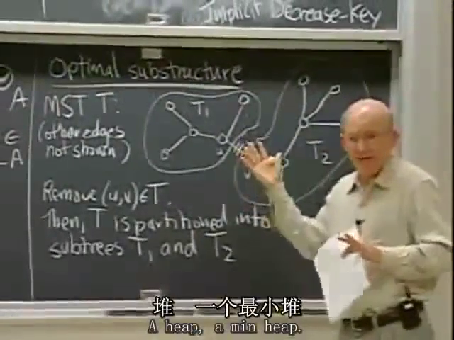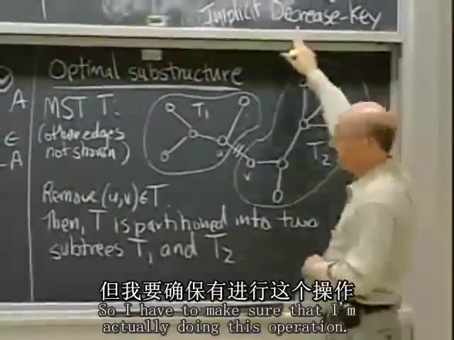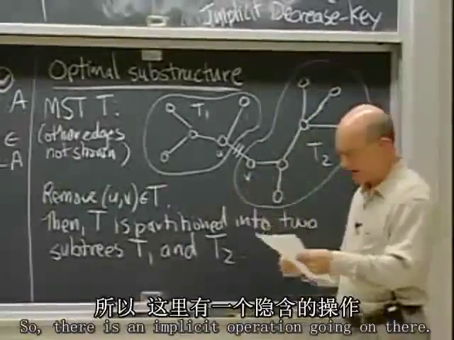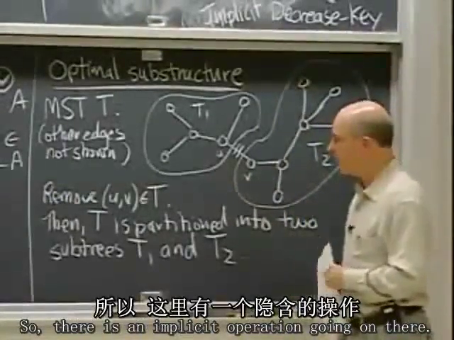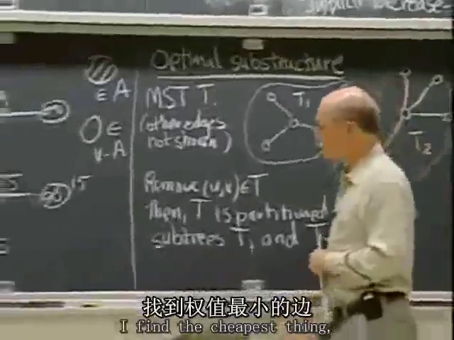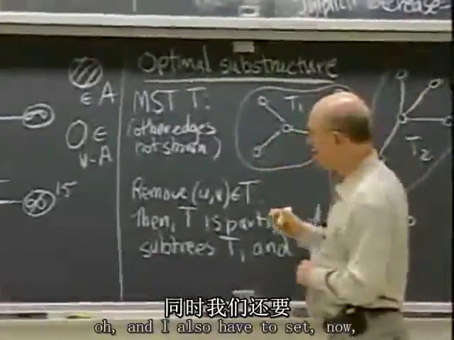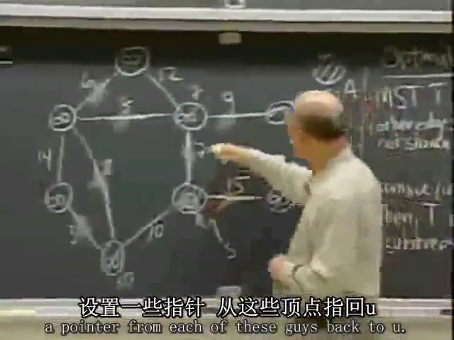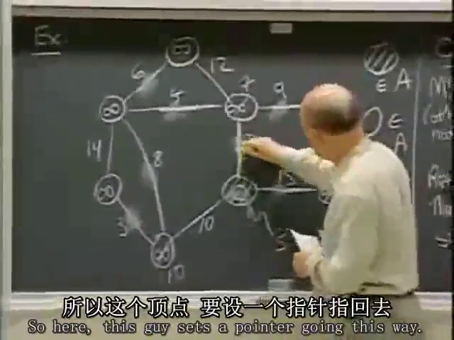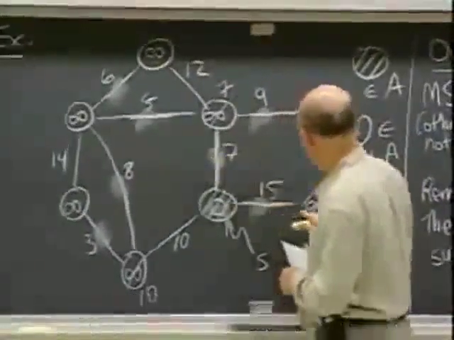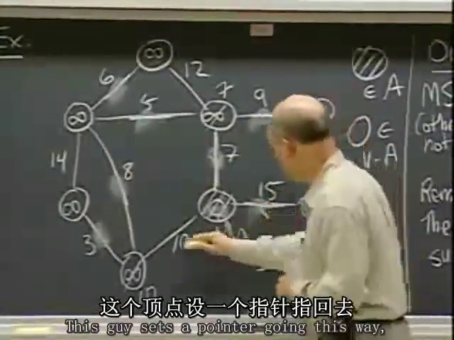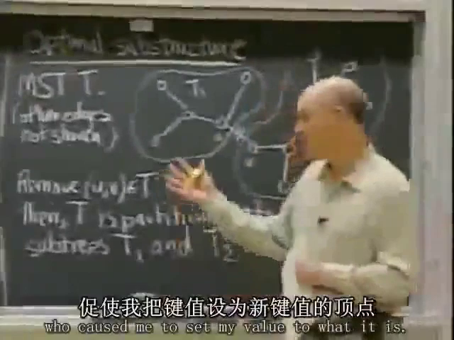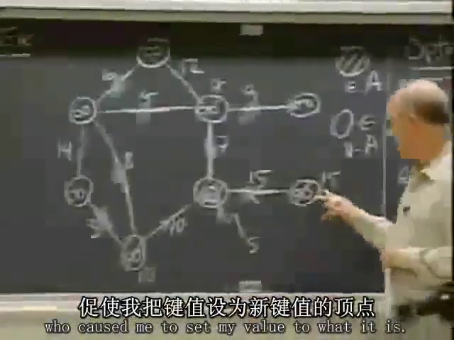a heap, a min heap. So I have to make sure that I'm actually doing this operation. I can't just change it and not affect my heap. So there's an implicit operation going on there. Now I repeat. I find the cheapest thing. Oh, and I also have to set a pointer from each of these guys back to you. So this guy sets a pointer going this way, this guy sets a pointer going this way, and this guy sets a pointer going this way. That's my pi thing that's going to keep track of who caused me to set my value to what it is.